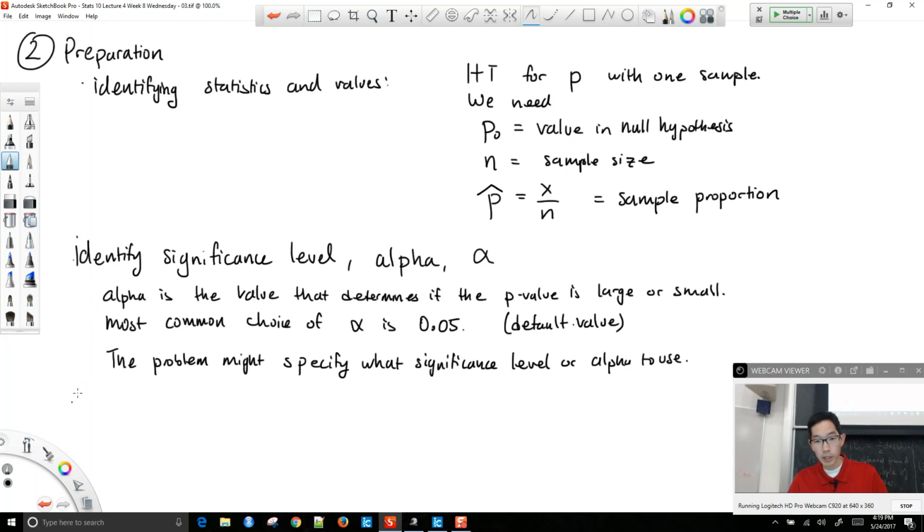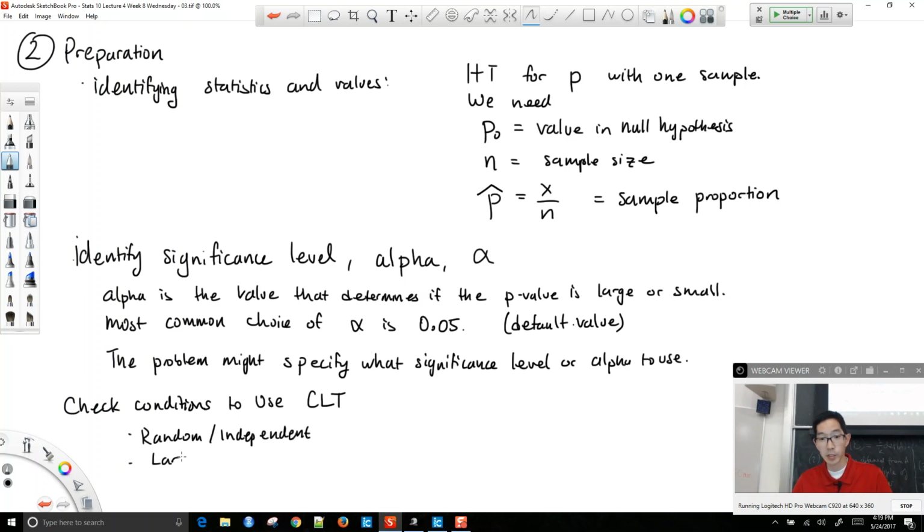The last part is to check the conditions to use the central limit theorem. That means the random and independent condition, the large sample condition, and the big population condition.